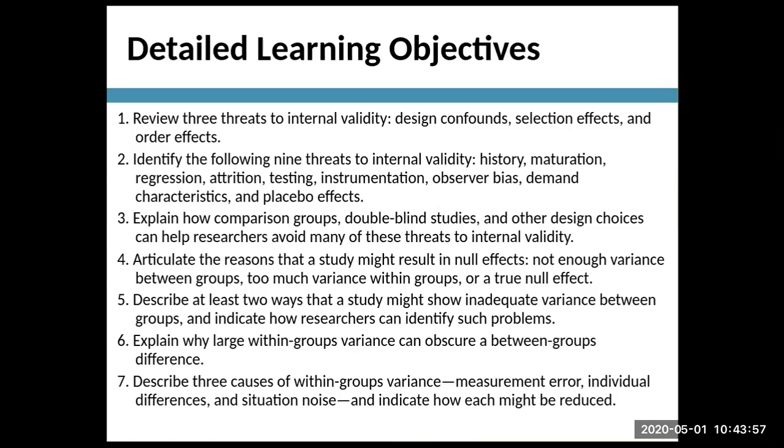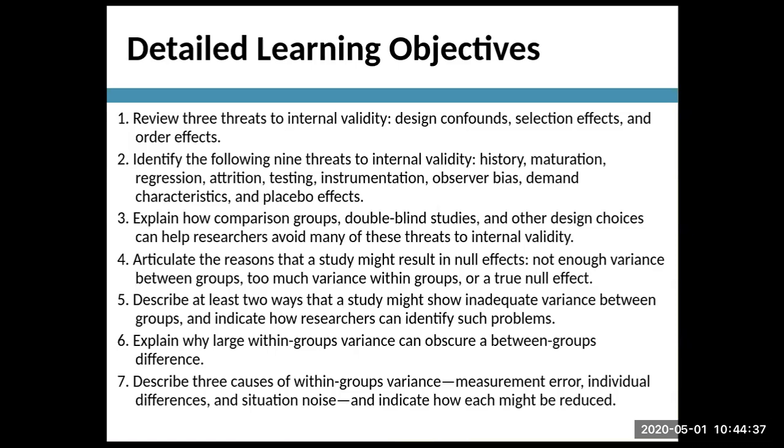And this chapter, chapter 11, goes on to identify 9 more threats to internal validity, called history, maturation, regression, attrition, testing, instrumentation, observer bias, which we have gone over before, demand characteristics, which is the participants basically guessing what the answer is, and of course placebo effects, where people report increases even though they're not taking the actual experimental group or drug or something like that. So I'll explain those and how to identify them.